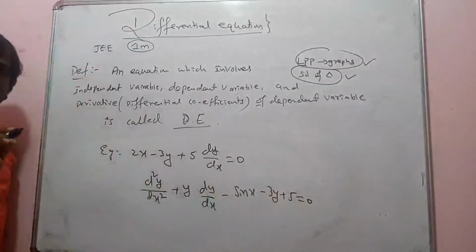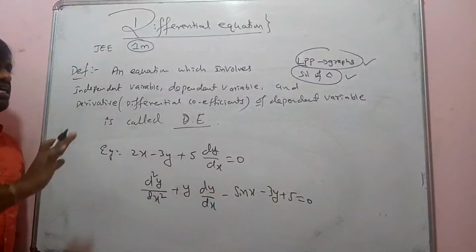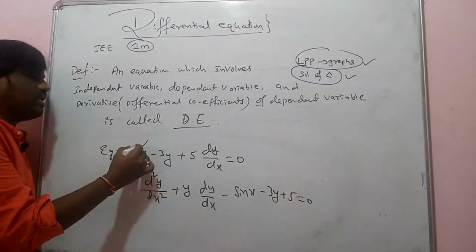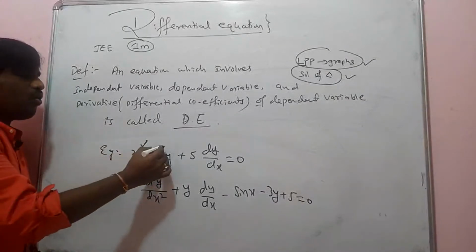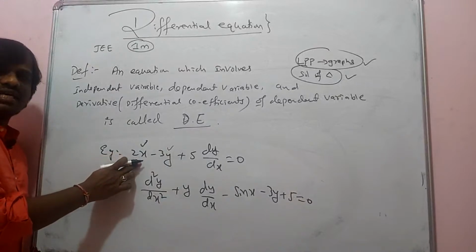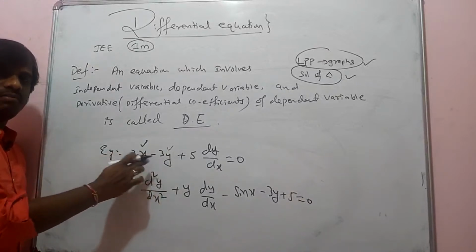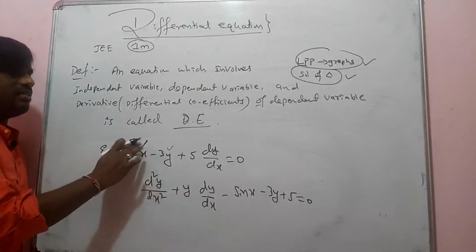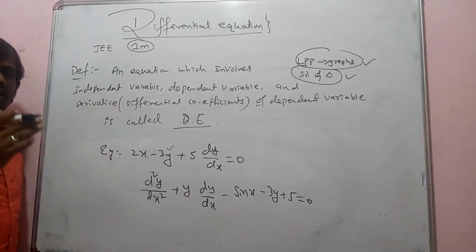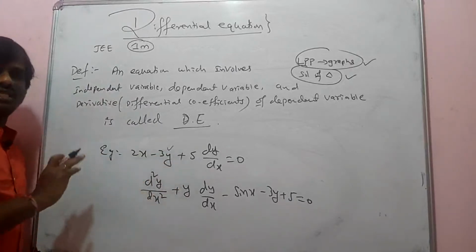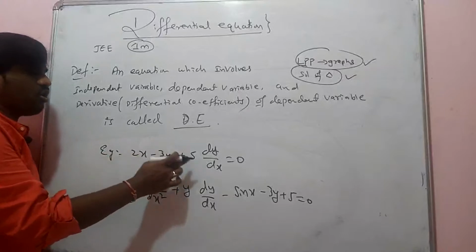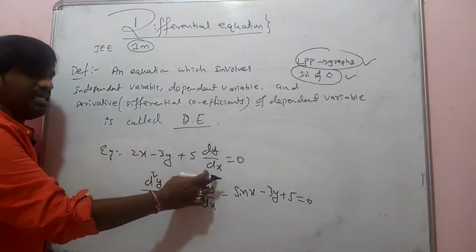Whenever you see this, I will now explain clearly. I gave the definition, I'll explain clearly. X is called the independent variable, y is called the dependent variable. So you have an independent and dependent variable combination, 2x minus 3y. This should be in polynomial shape, with addition and subtraction symbols, involving variables, constants, and dy by dx.